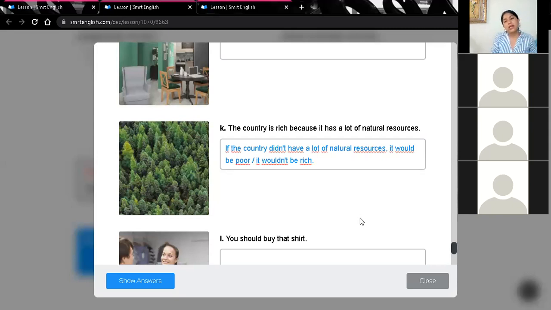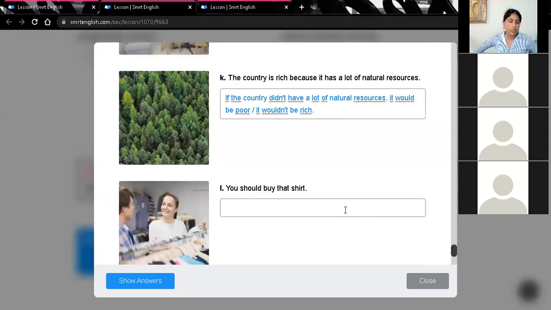Very good. Okay, Guillermo, do you have letter L? You should buy that shirt. It's the same as the other one. Do you remember? You are suggesting the person to buy it because you liked it. So it means that what? You're saying, oh, you should buy that shirt. That means that if I what, I will what? I don't know. I'm confused.